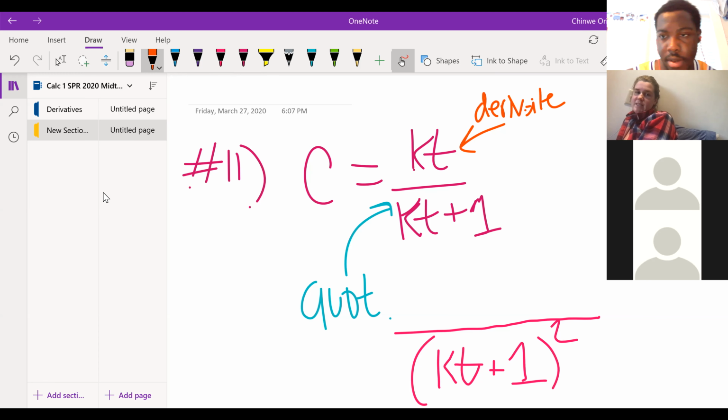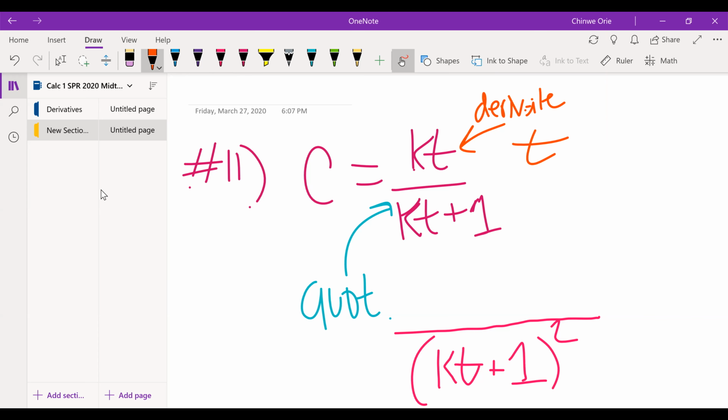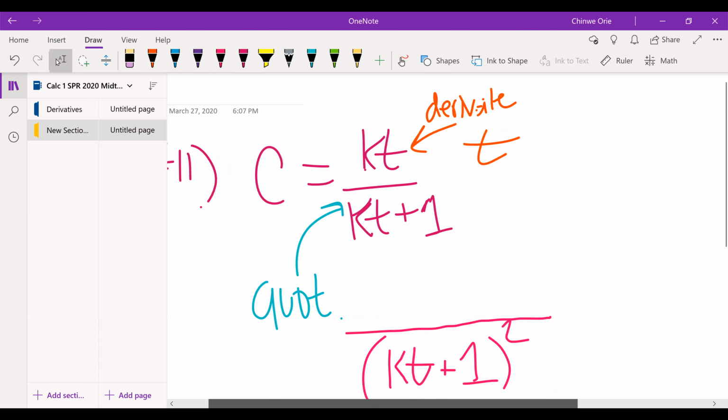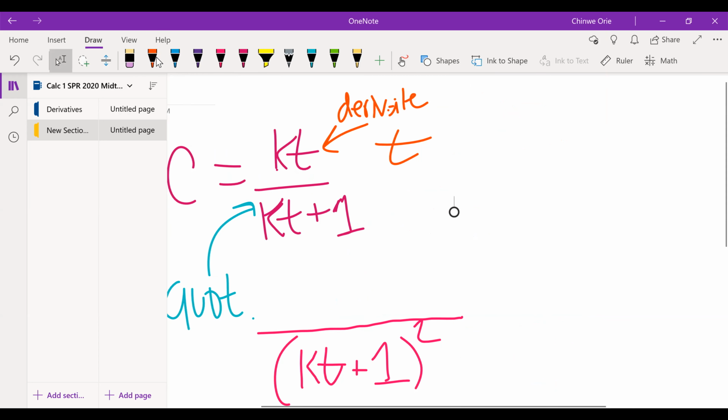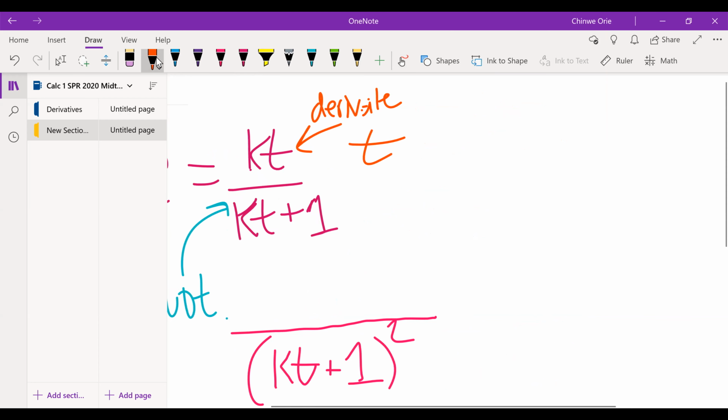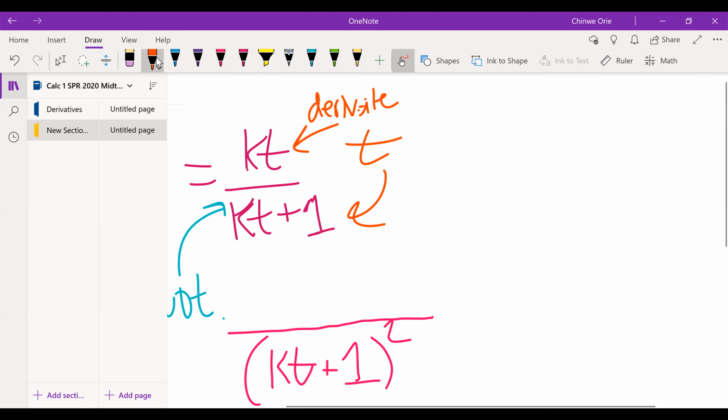Would it just be t? It's just t, because k is a constant. Okay. What else do we have? So what's the derivative of the bottom? Would that also just be t? That is also t. Okay.